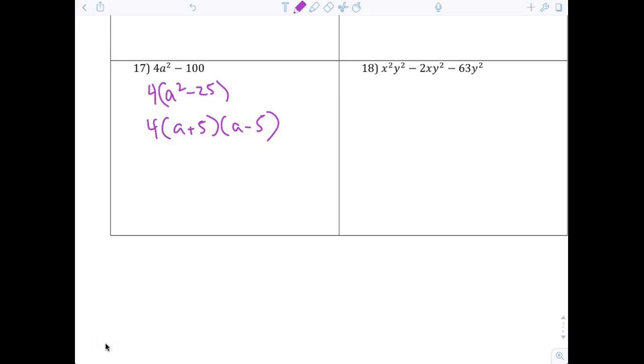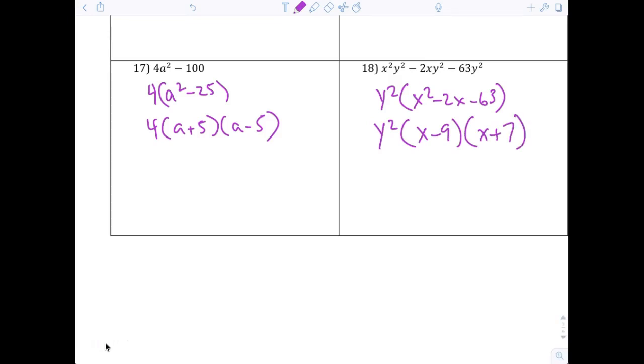On 18, what's common? A y squared. X squared minus 2x minus 63. Now the factors of 63 that make 2. What is it? 9 and 7. So x minus 9, x plus 7. Anybody have any issues with that? All right.